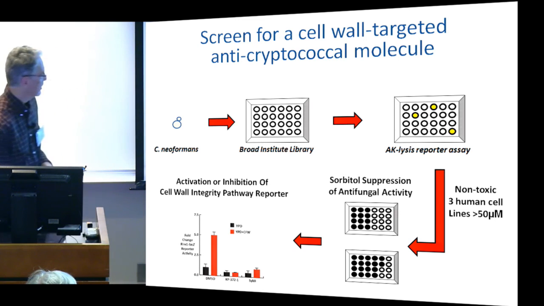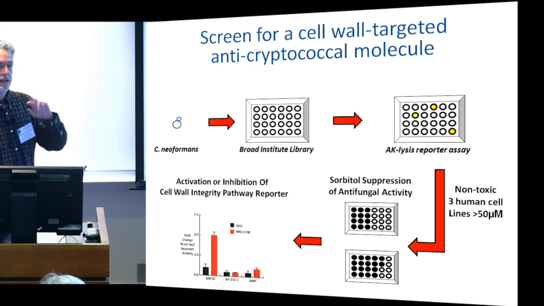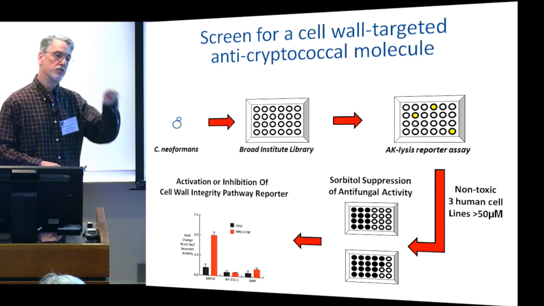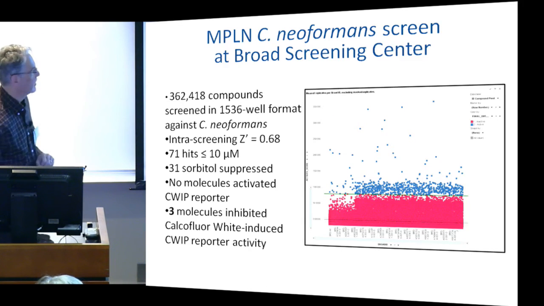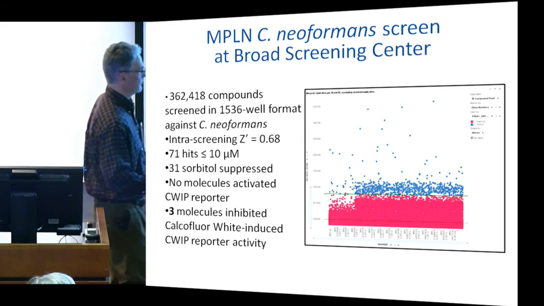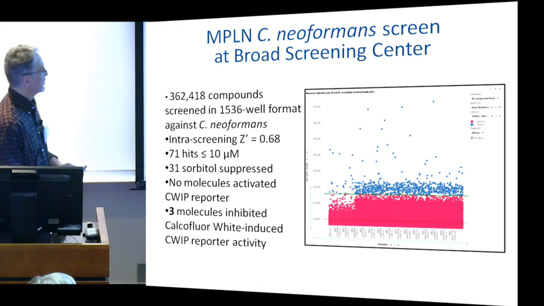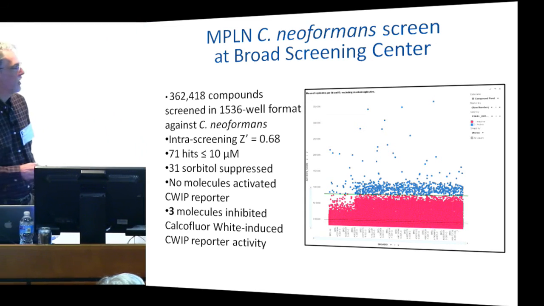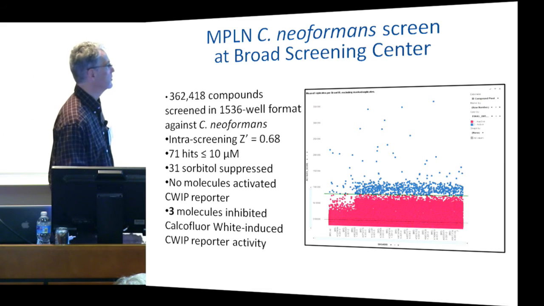And then we had a cell wall integrity reporter where we looked for things that either activated the cell wall reporter or inhibited the ability of calcofluor white to activate the reporter. And so we carried out the screen, this is what our data looks like, the big mess here, but here's our cutoff, and we had a fair number of molecules. Up here, we actually ended up drawing our line a little higher. The inter-screening Z prime factor, for your screening aficionados, was pretty good. You want something above 0.5. We were up close to 0.7, so that was excellent.